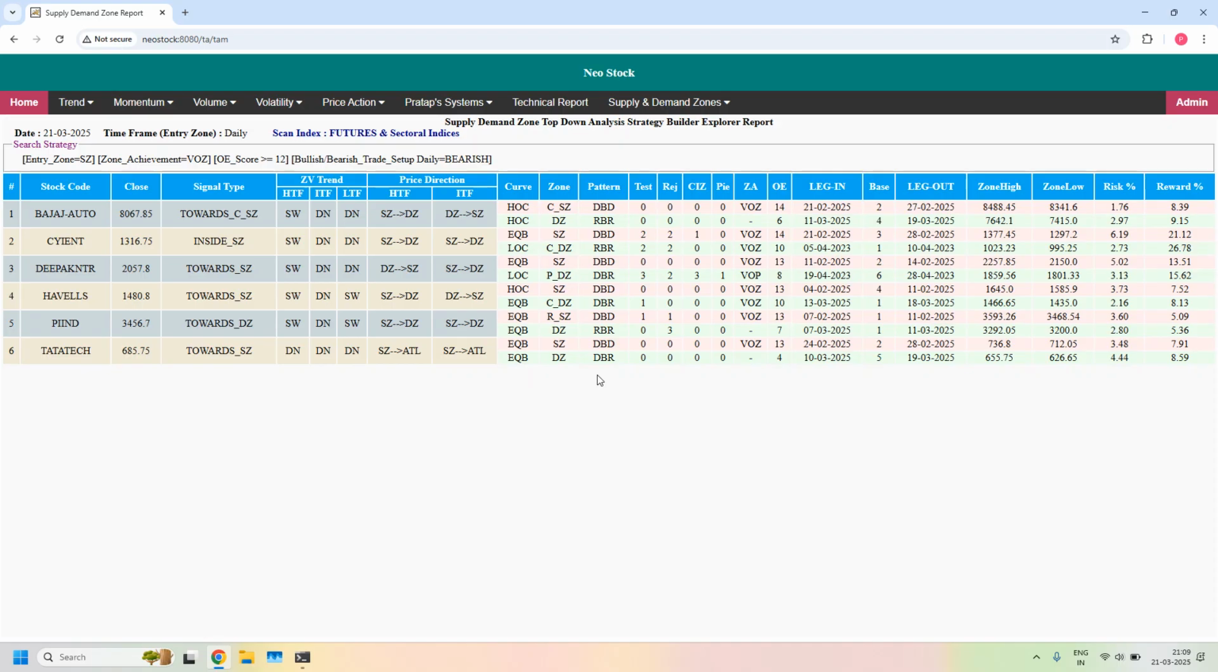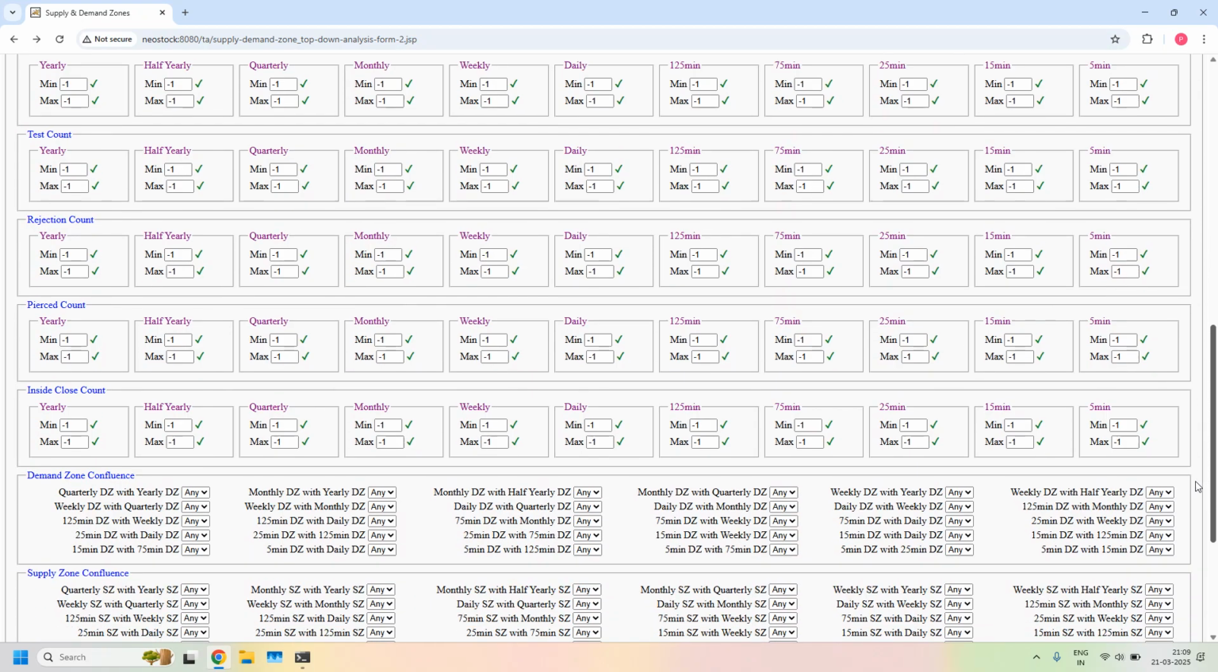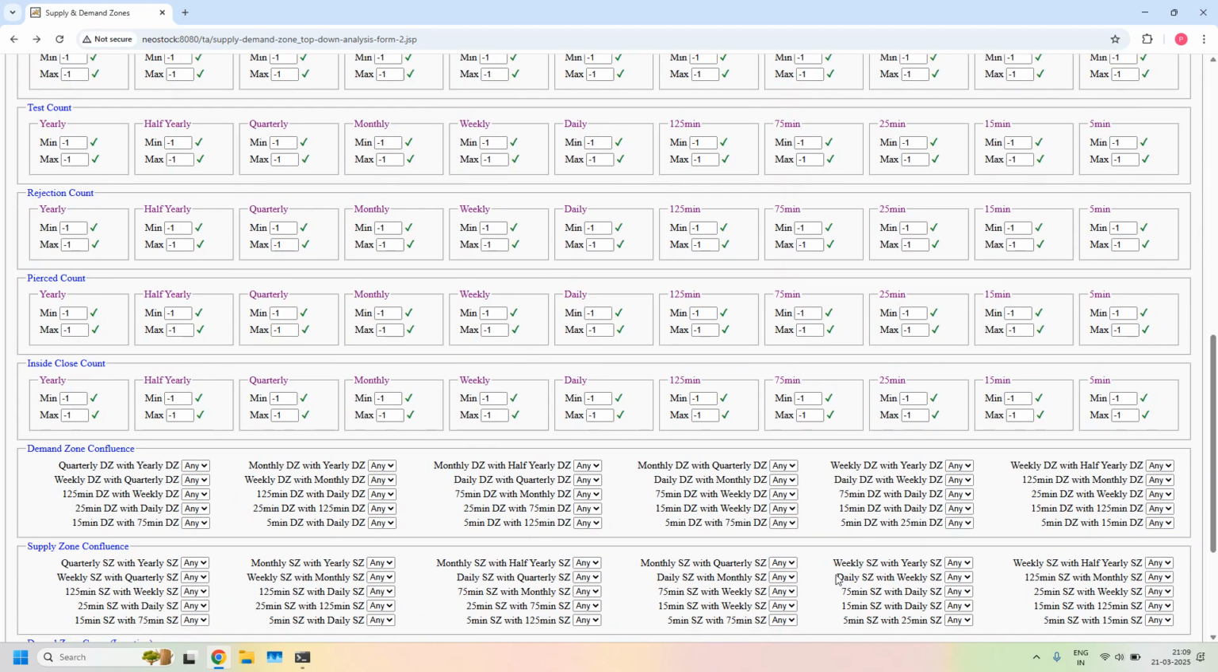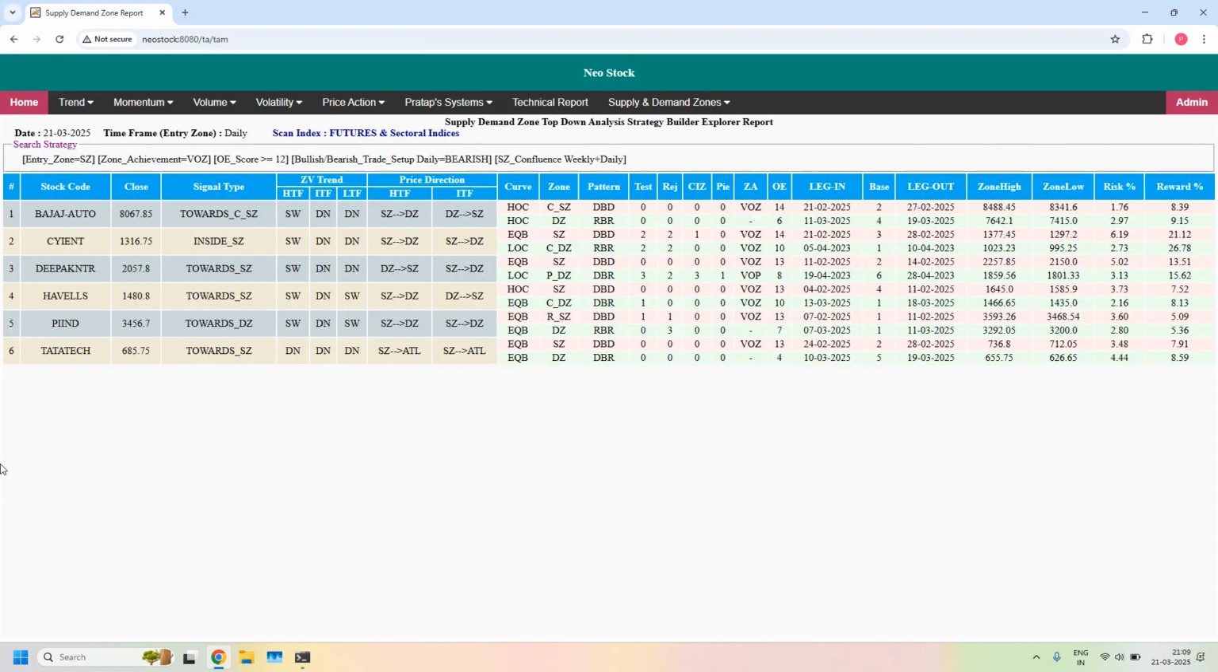That we can identify based on supply zone confluence. First filter is LTF and ITF supply zone confluence, that is daily and weekly supply zone confluence. I am enabling the filter. So all the 6 stocks are filtered.